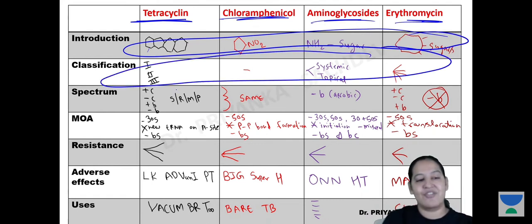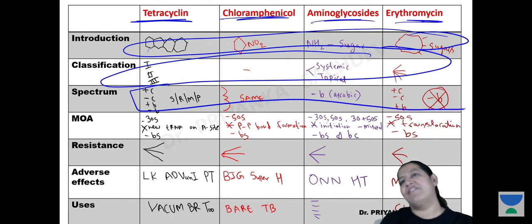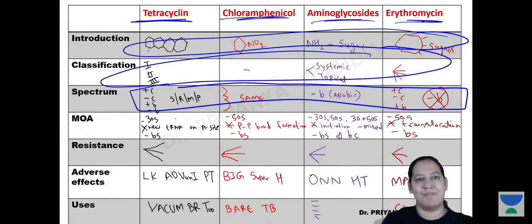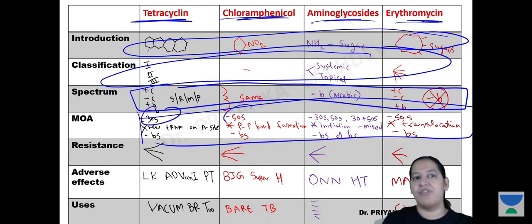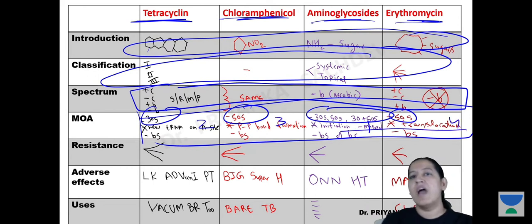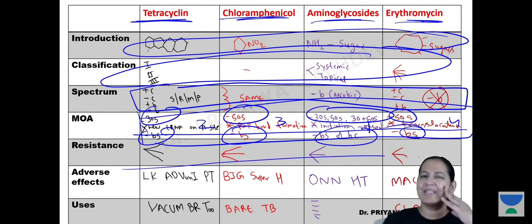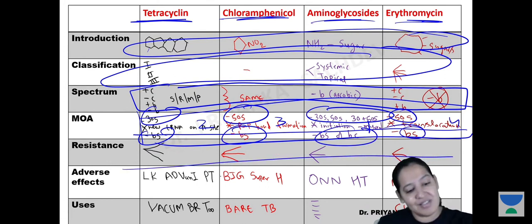Compare the spectrum. The spectrum is really very, very important. Being a doctor, you should know the spectrum. Compare the mechanism of action of all. Compare 30S, 50S, both 30 and 50, only 50. So which step? Step number 2, step number 3, step number 1, step number 4. And which is bactericidal, which is bacteriostatic. Compare. Resistance you can leave. It is not important. Adverse effect and side effect.